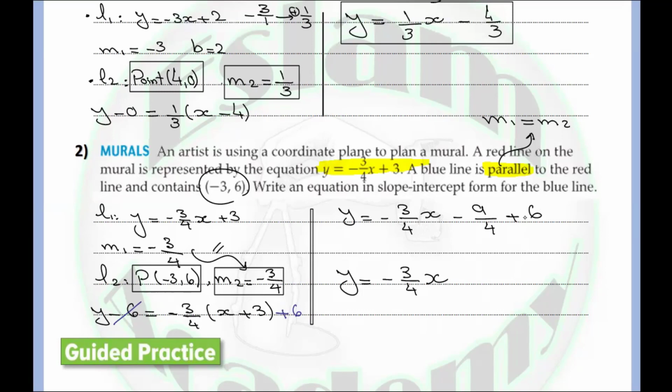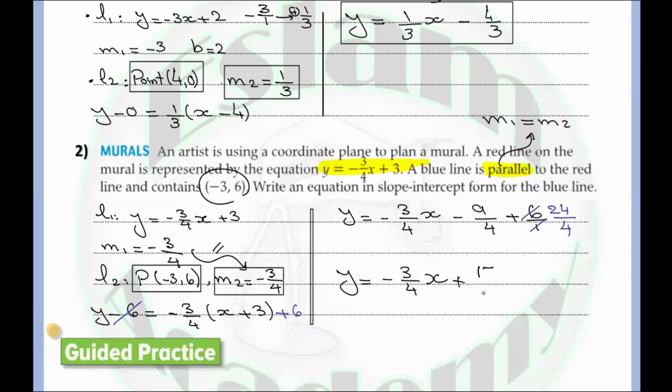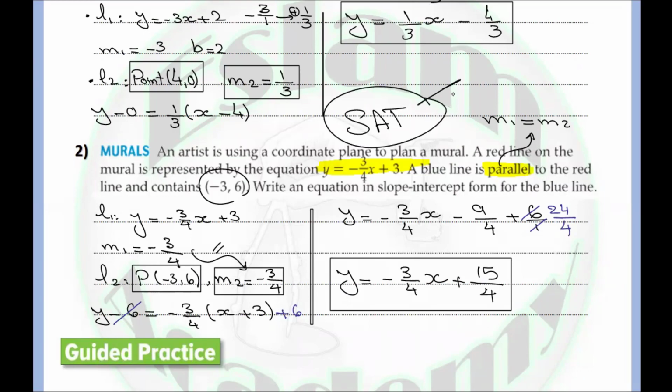Simplify the equation. So y equals negative 3 over 4x. How are we going to add these? We need a common denominator, multiplying 6 by 4, so it will be 24 over 4. So the simplest form now will be positive or negative? Positive 15 over 4. This part is important for the SAT.